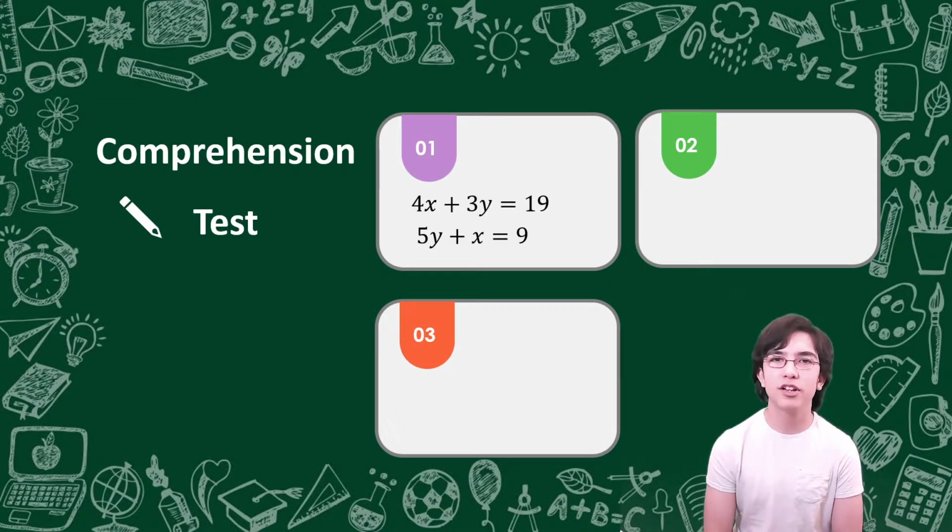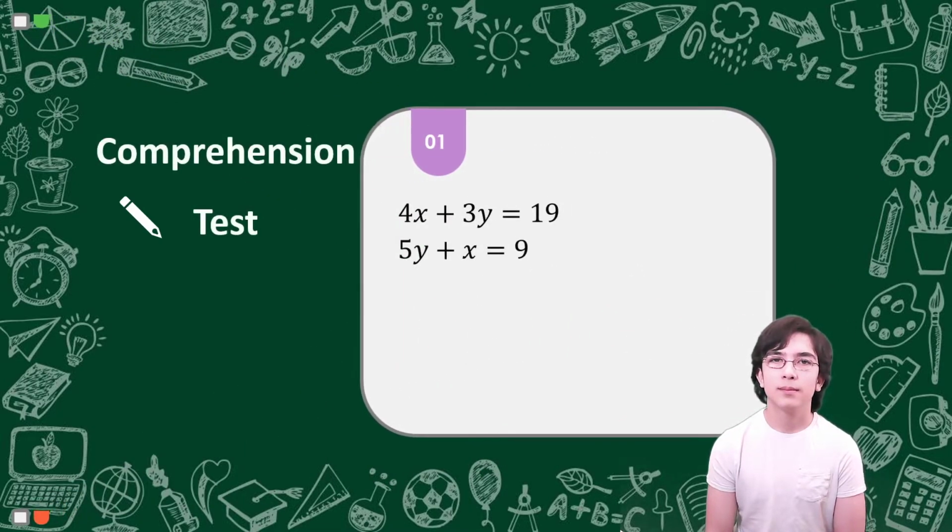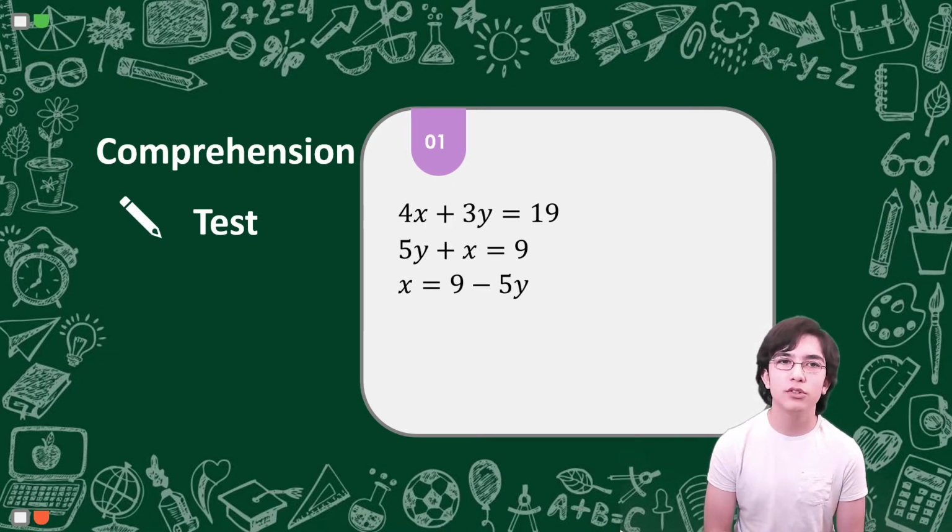So time for a comprehension test to check whether you've taken in what I've told you. So find x and y in the equations 4x plus 3y equals 19 and 5y plus x equals 9. So we're using substitution here because substitution works for all forms of simultaneous equations, while subtraction only works for simple simultaneous equations. So we'll be showing you substitution.